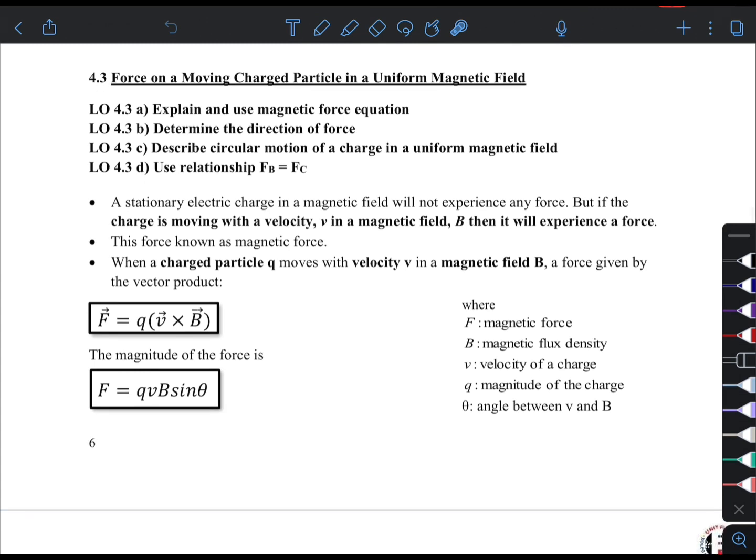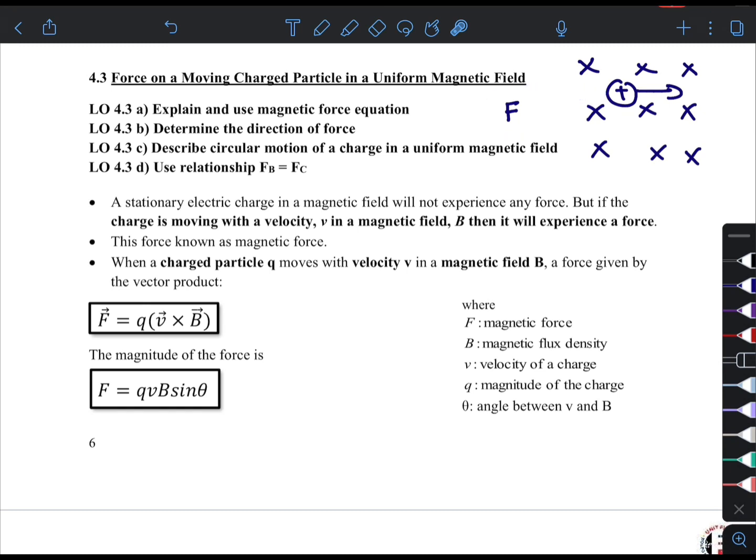Alright, there are a few things that we need to bear in mind before we look into this chapter. In 4.3, we are talking about force on a moving charge in a uniform magnetic field. That means there must be a uniform magnetic field present in a certain space, and you are going to have a charge moving in that uniform magnetic field. Therefore, we are going to discuss the force that is present on this moving charge in a uniform magnetic field.